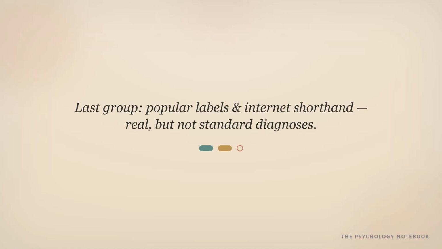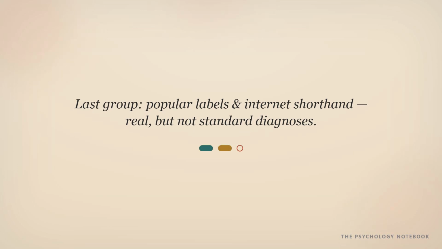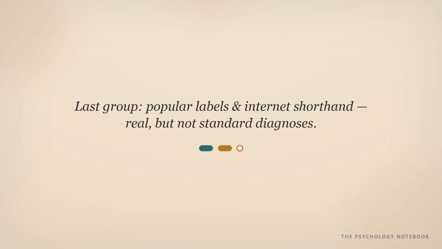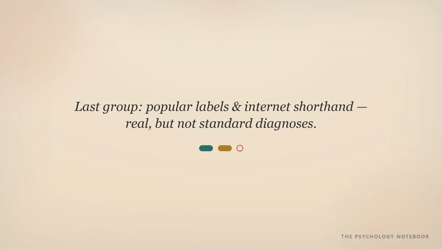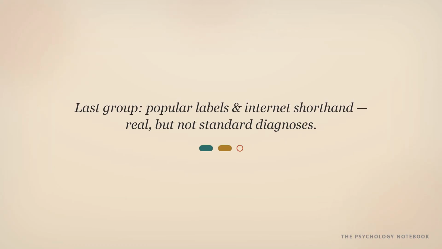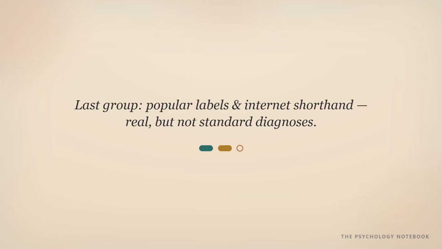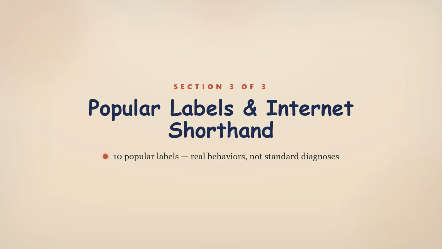So far, we have covered 13 terms with academic roots and 12 concepts from clinical or applied psychology. Now we are moving into the final group. These last 10 labels are especially popular online. The behaviors may be real and the words may be useful, but these are not standardized diagnoses, and the labels can sound more certain than the evidence allows. Section 3. Popular labels and internet shorthand.